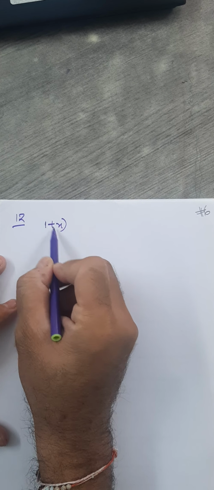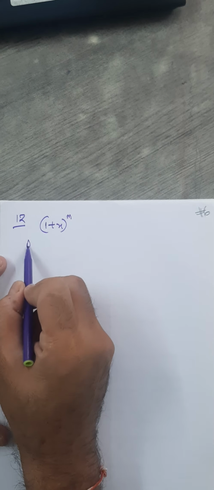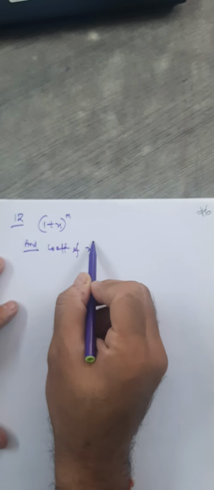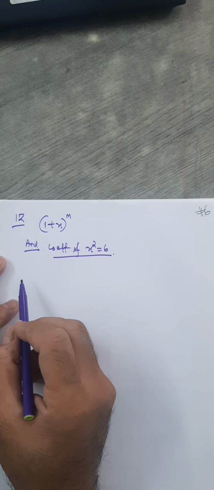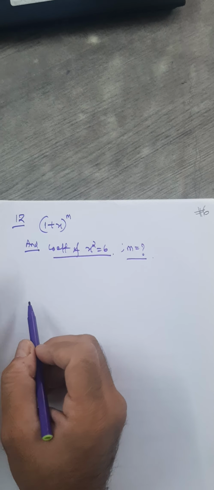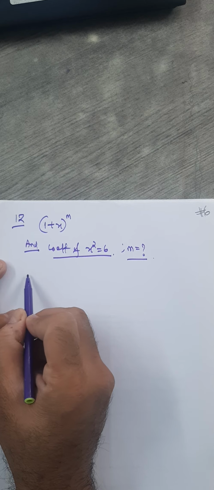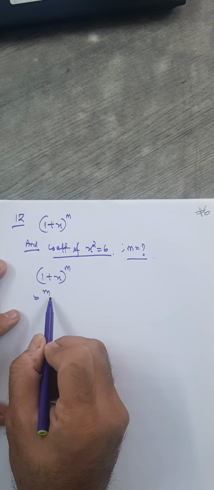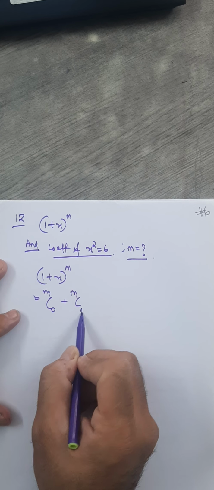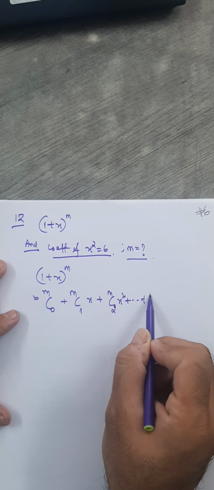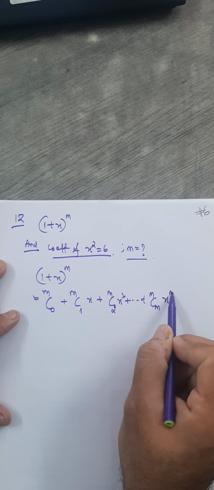The 12th question: you are given the expression (1 plus x) the whole raised to m, and the coefficient of x squared equals 6. The question is to find the value of m. Let's start with (1 plus x) raised to m. I'll just write 3 terms: mC0 plus mC1 into x plus mC2 into x squared and so on. If you want the last term, mCm into x raised to m.